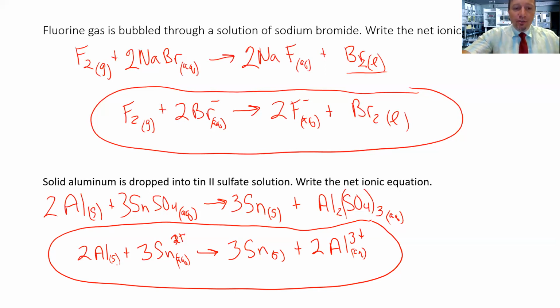So that's really important. That is a little bit tricky. It is a little bit different. Hopefully you try that and understand what I just explained. So this is my balanced chemical equation, and I've circled my net ionic equation for this example.